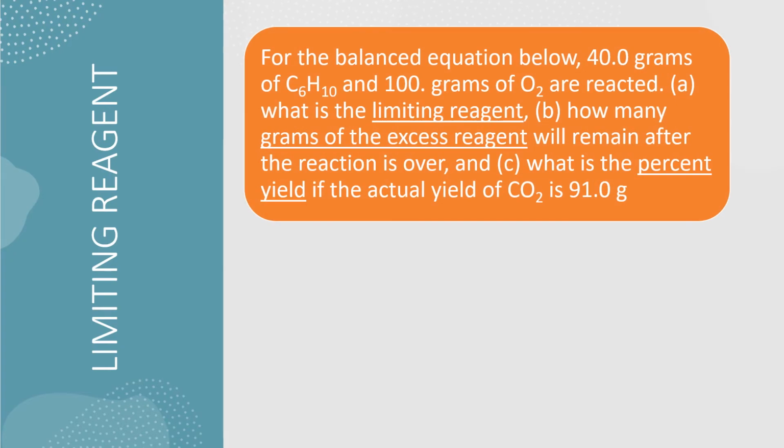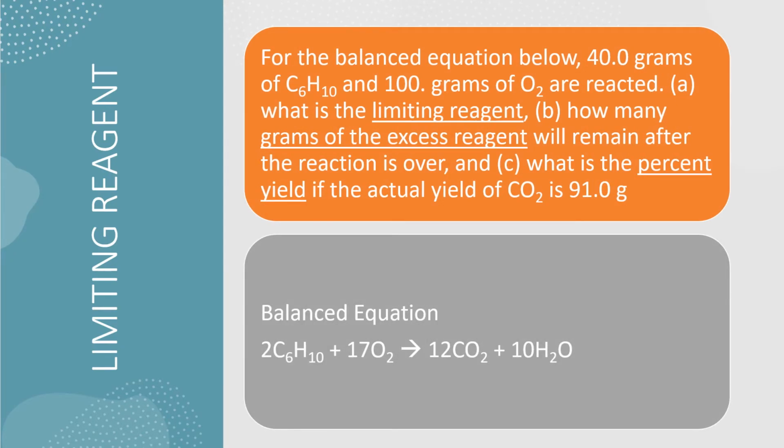Here is a classic problem. We have a combustion reaction, hydrocarbon being combusted in oxygen to produce CO2 and water. We have this balanced equation and we are told that 40 grams of C6H10 are reacted with 100 grams of O2. We want to know A, the limiting reagent, B, how many grams will remain of excess reagent after the reaction is over, and what is the percent yield of our reaction if we are told that the actual yield of CO2 is 91 grams. Let's get started.